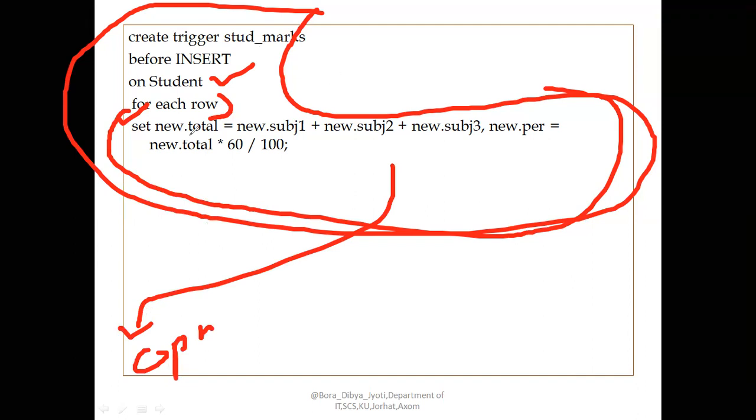तो क्या हो रहा है, न्यू डॉट टोटल, नया टोटल निकाल दिया, कुछ नहीं, सब्जेक्ट 1 सब्जेक्ट 2 सब्जेक्ट 3, नया जो वैल्यूज है न्यू वैल्यूज हमने यहाँ पे लिया है. न्यू ऑब्वियसली डायनेमिक, यू नो अबाउट दिस ऑपरेटर. देन न्यू डॉट परसेंटेज विल बी न्यू डॉट टोटल क्रॉस 60 डिवाइडेड बाय.